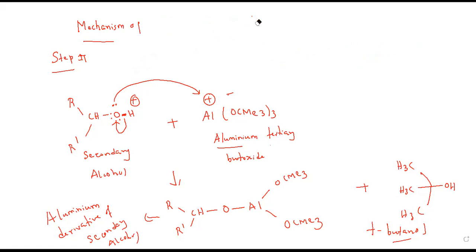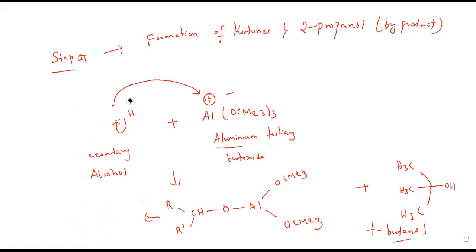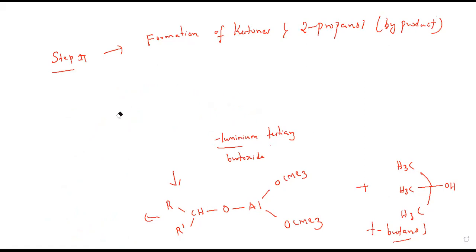So step number 2 is nothing but the formation of your product, that is, formation of ketones and 2-propanol. This is nothing but your byproduct. Okay. So let me erase all these things, so I can explain step number 2 to you, which is the most important step because we are going to form the product now, ketone.